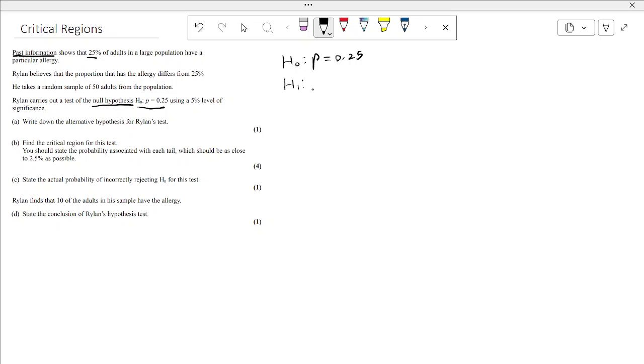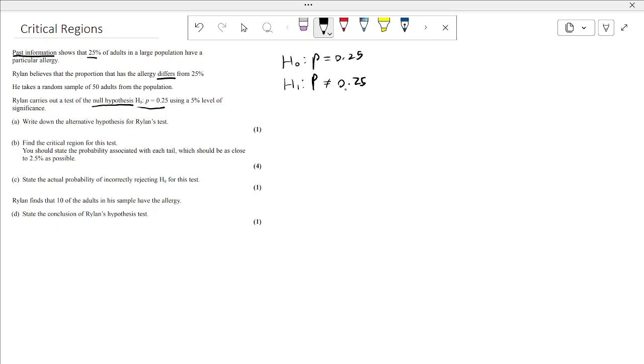The H1 is you have a different idea. You think something different from 25%. Maybe you reckon it's more than that, maybe less than, maybe you don't know and it's just different. So it'll always be P and it'll be greater than, or maybe less than, or not equal to. In this case, Ryan believes the proportion is different from 25%. So they don't believe particularly whether it's more or less, just different. So we have not equal to.